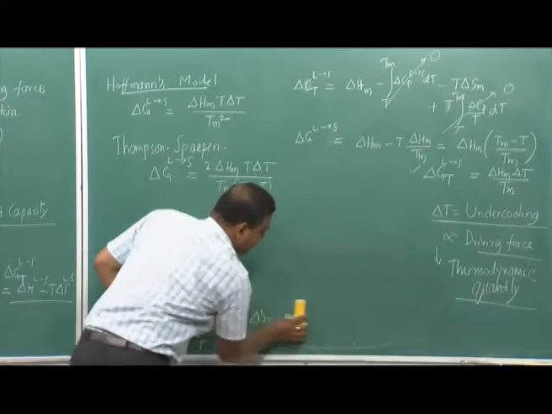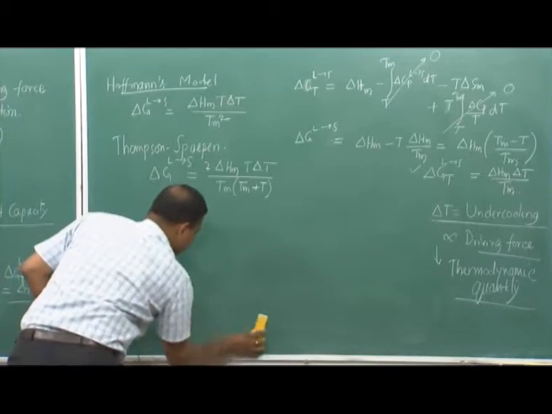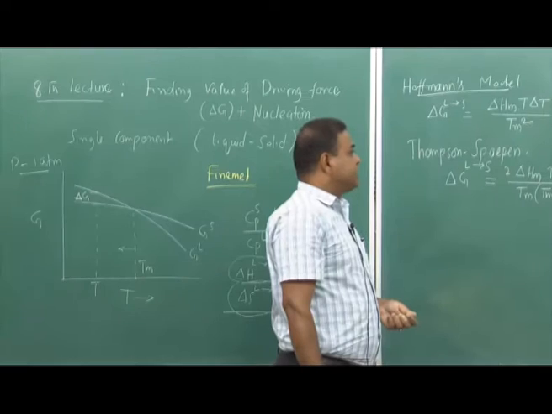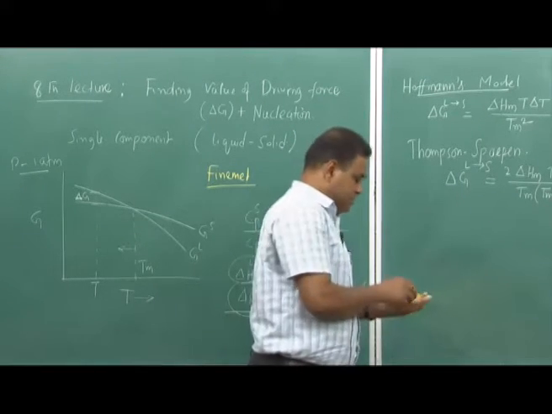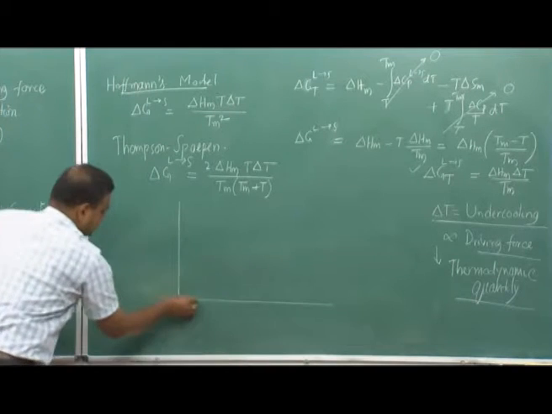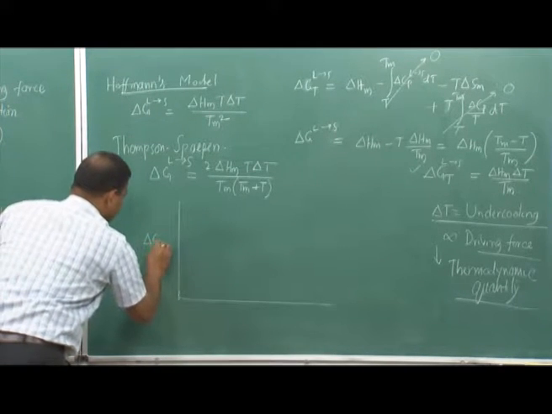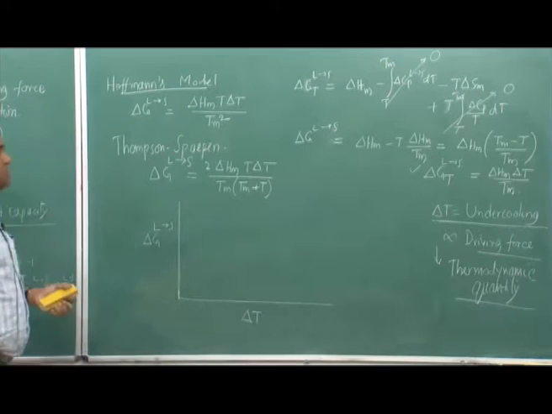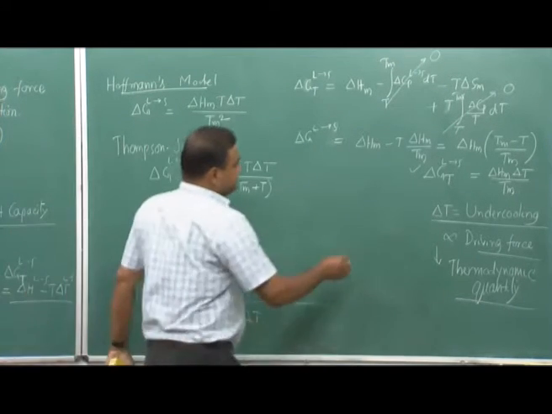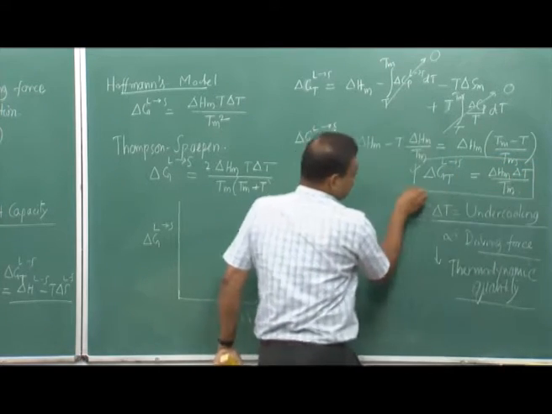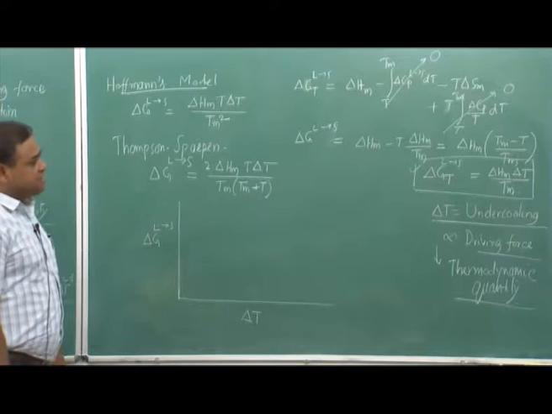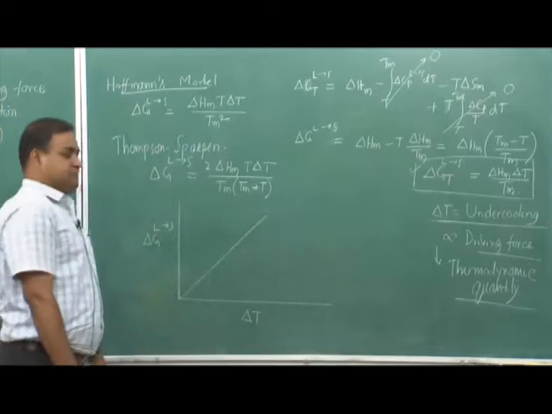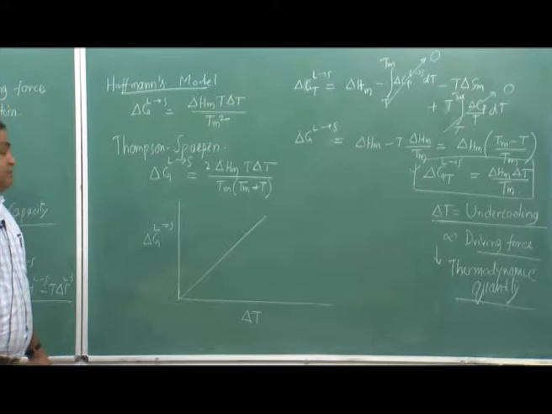Now, let us say somehow I could calculate del Cp, an experimentally found value, for the liquid to solid transformation. I would get a plot where this is del G liquid to solid and this is del T, plotted as a function of del T. Now, in this expression, since del Hm and Tm are both constant for a particular metal, I would get a straight line as a function of del T, which is a straight line equation.